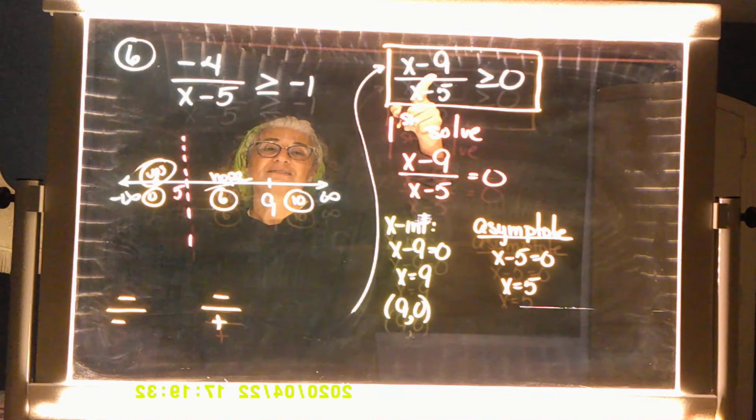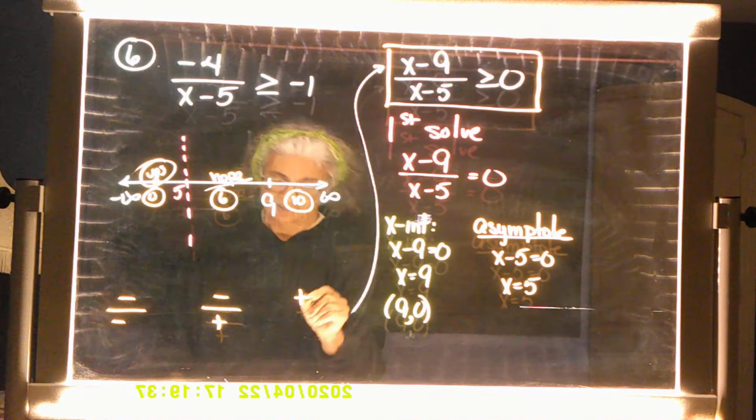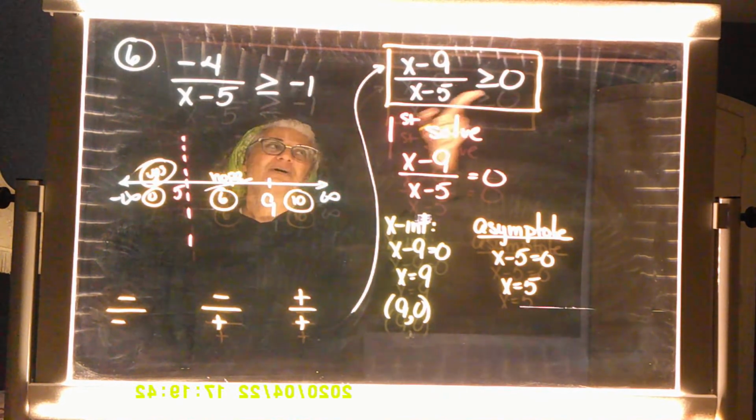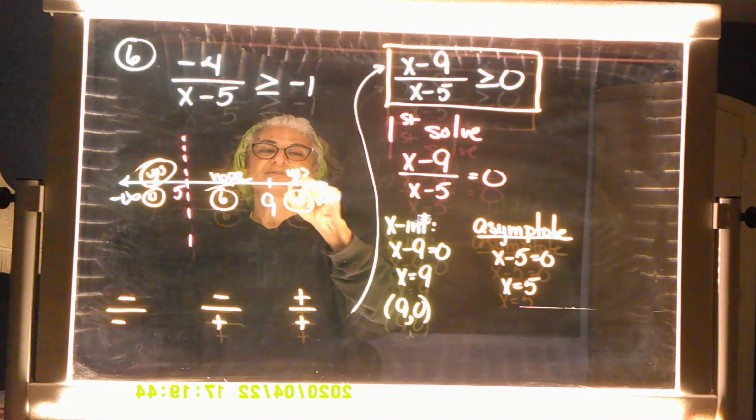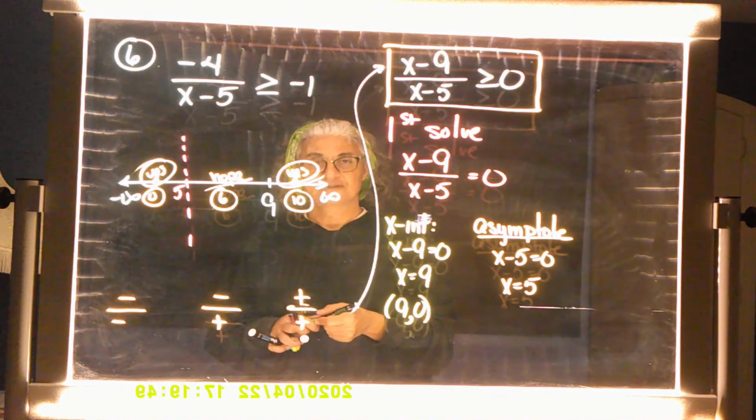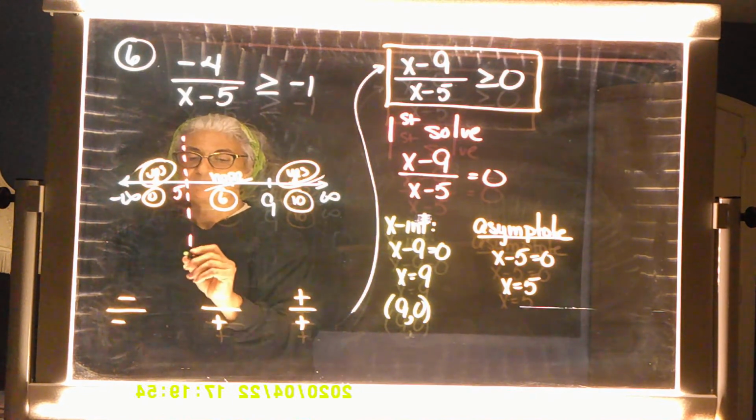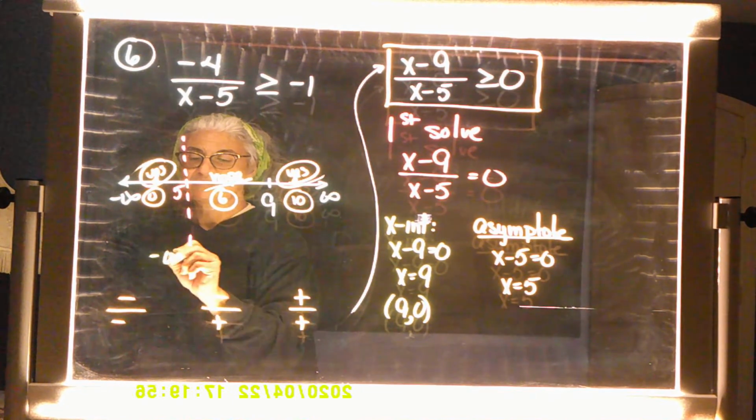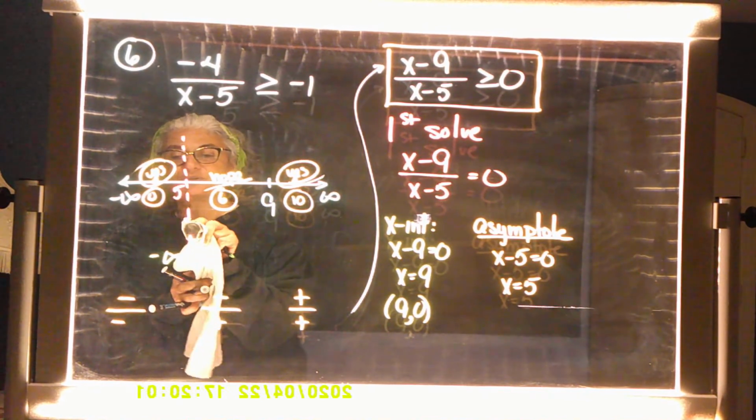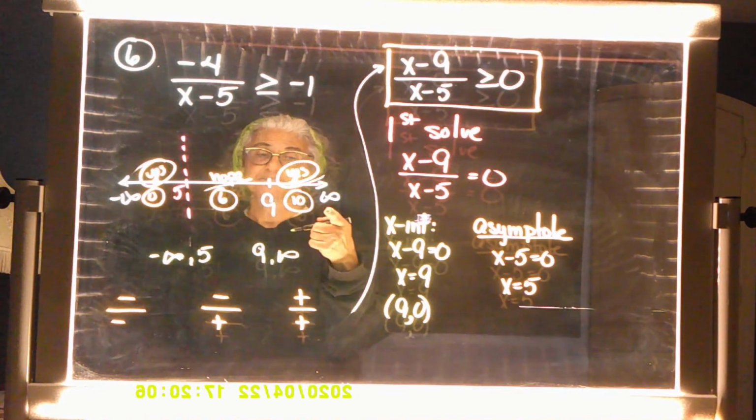Plug in the 10. 10 minus 9 is positive. 10 minus 5 is also positive. Positive divided by a positive is positive. That's greater than or equal to 0. So here's another yes for us. So I've got 2 yes intervals. Good? All right. So one of them goes from negative infinity to 5. The other one goes from 9 to infinity, right?